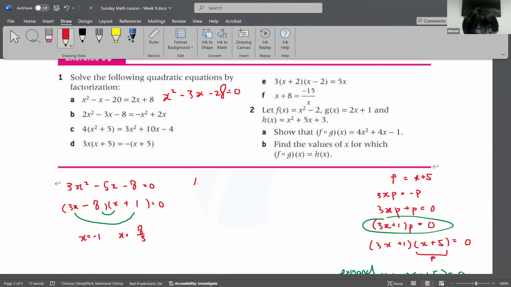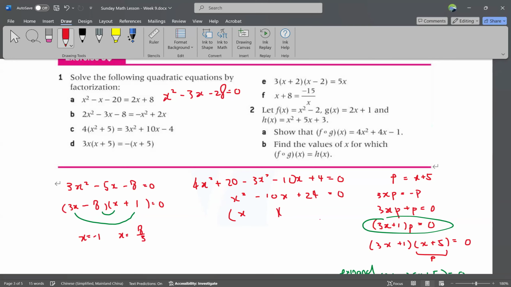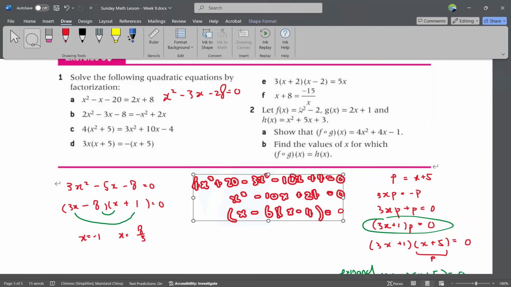So 4x squared plus 20 minus 3x squared minus 10x plus 4 equals 0. The good thing is we have x squared straight away. Minus 10x and then plus 24. So was that Adriana or Hannah? What's the answer again? I got x equals 6 and x equals 4, so x minus 6 times x minus 4. All right, Hannah, did you get the same? Yes. Okay, sweet. That's correct. I'm just not going to write a solution.